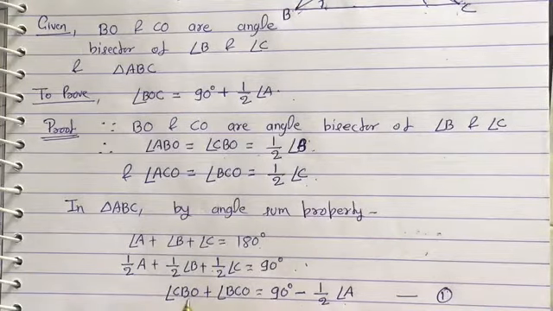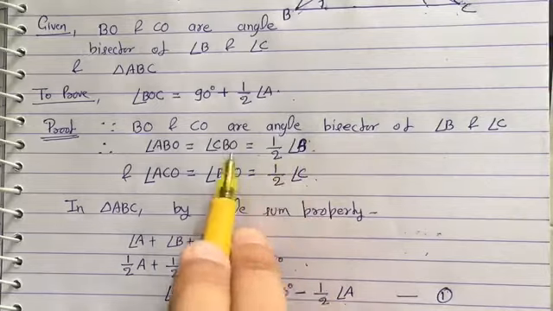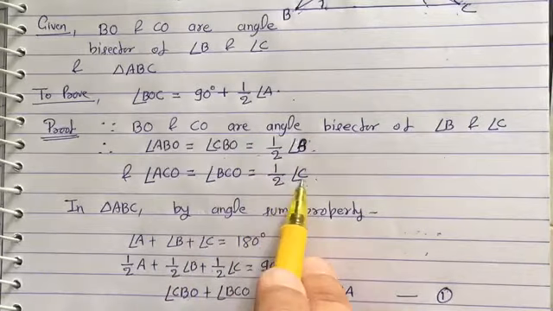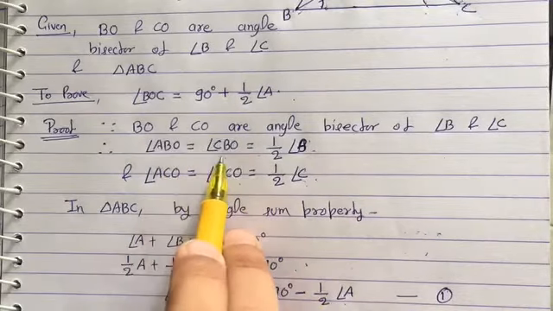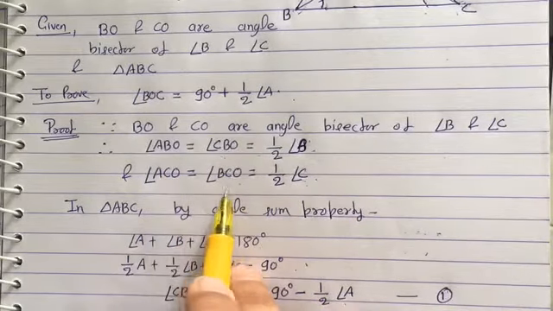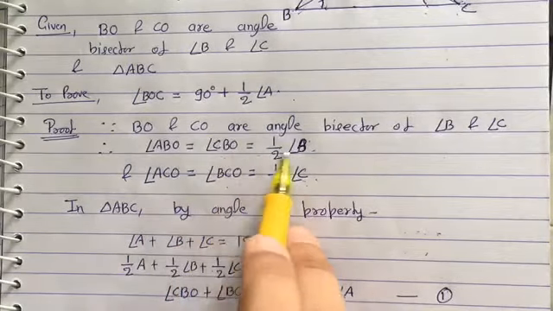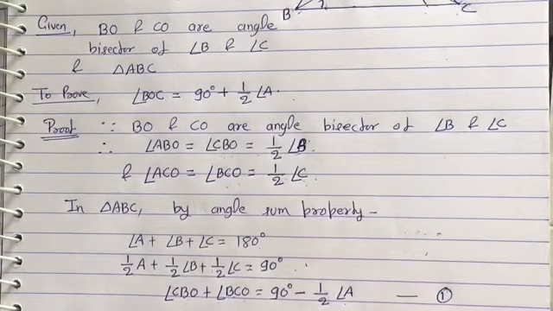angle CBO, how does it come? Half of the angle B is angle CBO and half of the angle C is angle BCO. We can use this and this or this and this, but here we are using this for half angle B and this for half angle C. I think it is very clear to you why we are using it, because this is in the interior of triangle BOC.